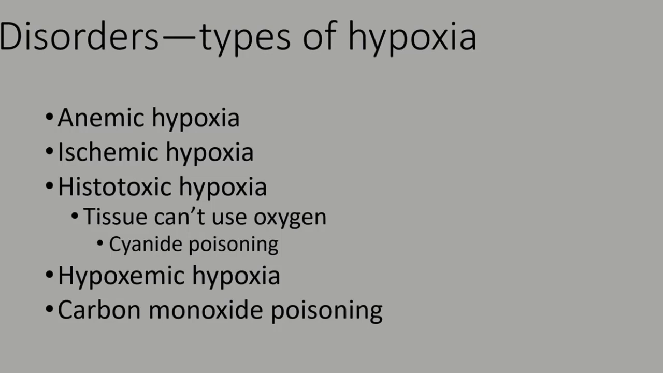Histotoxic hypoxia. Histo means tissue, toxic means poisoning. So some poisons affect the tissue's ability to use oxygen. If the tissue can't use oxygen, that results in histotoxic hypoxia. The oxygen is delivered just fine, but the tissue can't do anything with it. This is how cyanide poisoning works.